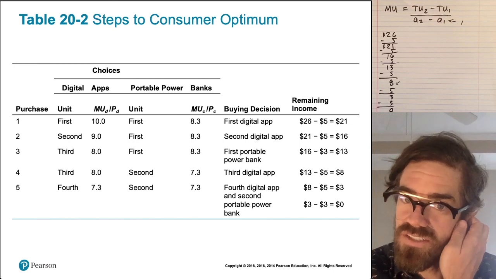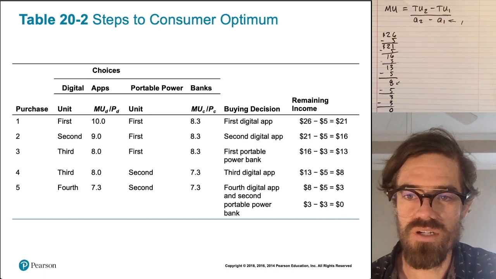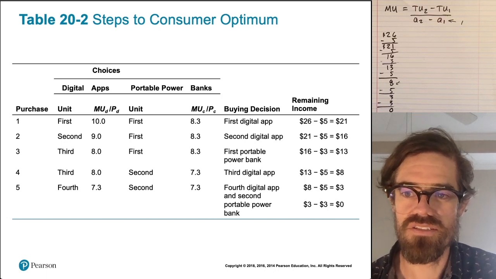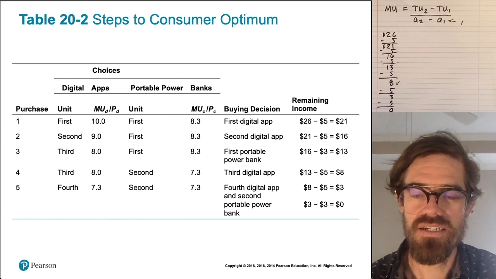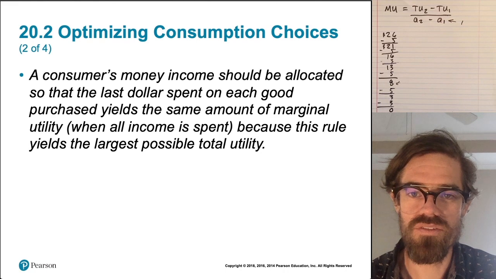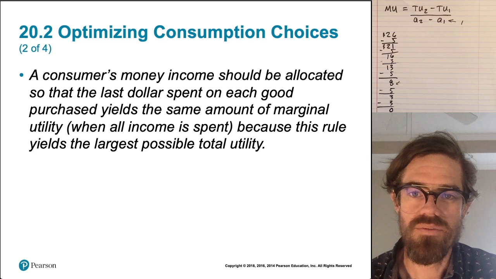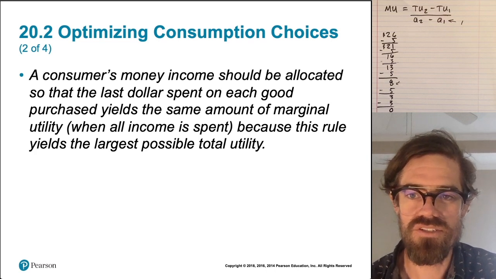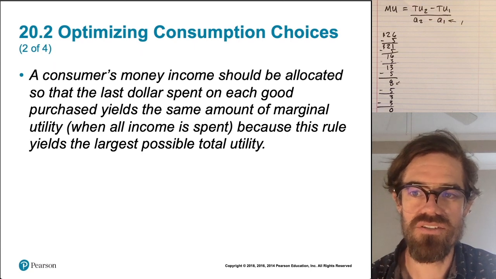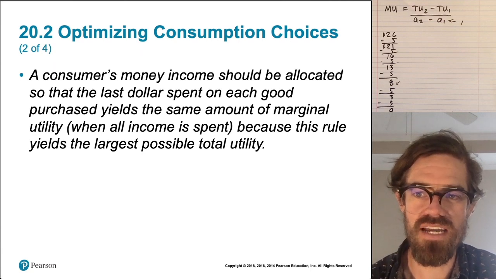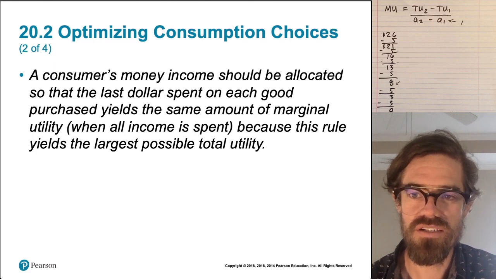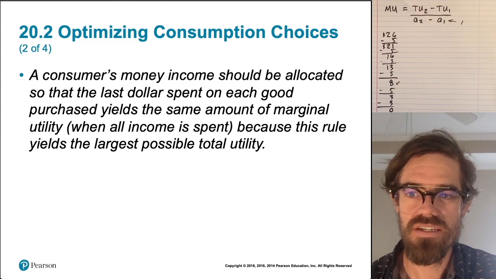Okay, so here's the steps that I basically already went through. If you want to, you can pause the video and take a look at this and verify it for yourself. But in any case, those are the steps there that I already went through. All right, so what we just saw going through that exercise is that a consumer's money income should be allocated so that the last dollar spent on each good yields exactly the same amount of marginal utility per dollar, because this rule yields the largest possible total utility.